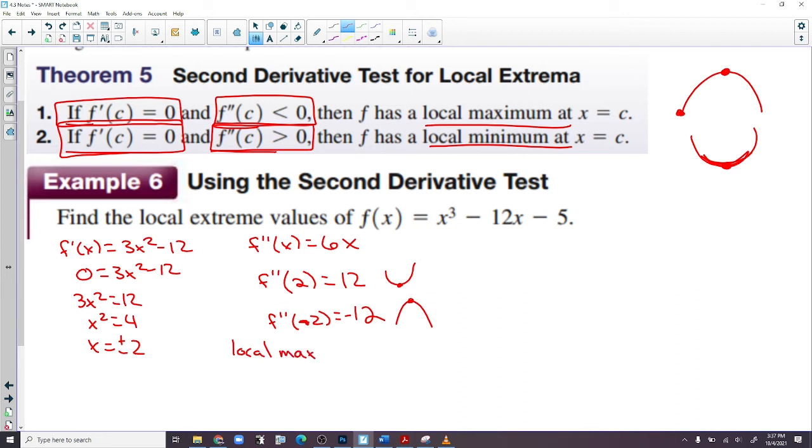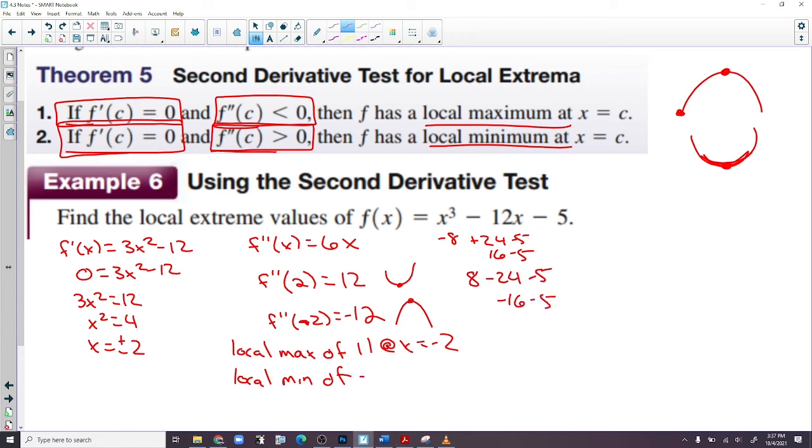Local max of, let's see, I think I already got these values. Where's the max? It's at negative 2. So negative 8 plus 24 minus 5, that's 16 minus 5. Local max of 11 at x equals negative 2. And a local minimum of, let's see, a minimum's at 2, 8 minus 24 minus 5, negative 16 minus 5, negative 21 at x equals 2.